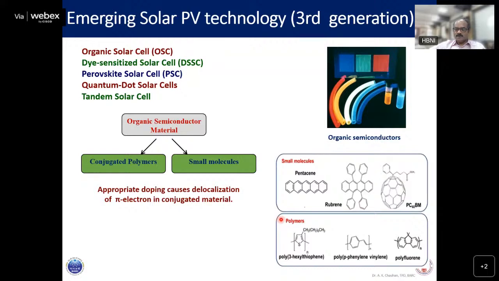And as far as the polymers are concerned, more common are polyhexylthiophene, polyphenylene vinylene, and polyfluorene. And there are also so many others. These are the most common ones. Like this is three-hexyl and then polymerized. So it is P3HT, PPV, and PF.